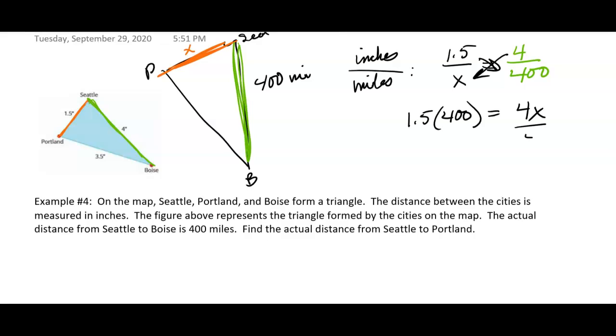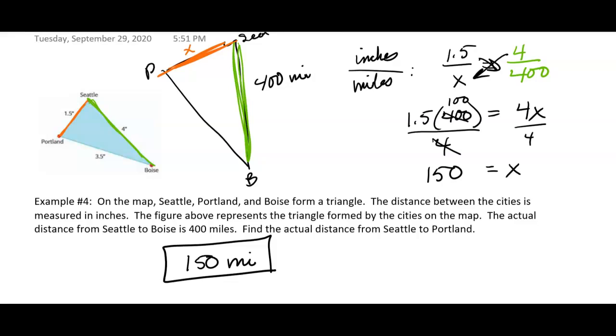I'm going to divide both sides by 4. And then I'm going to cancel that 4 into 400. And then I just made the math a little bit easier. I didn't have to pull out my calculator. So I'm going to get 150 equals x. So from Seattle to Portland, it looks like 150 miles. You can double check that on a calculator, but that should work. Okay.